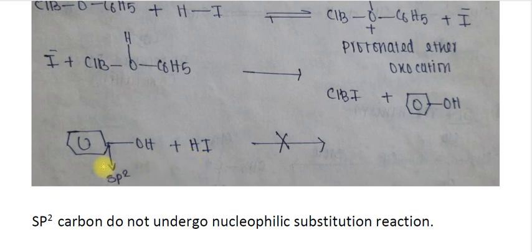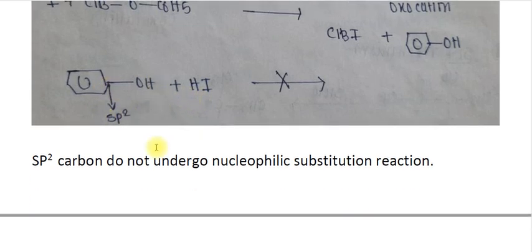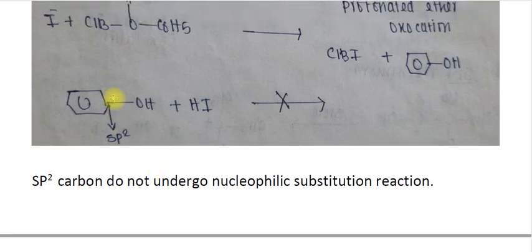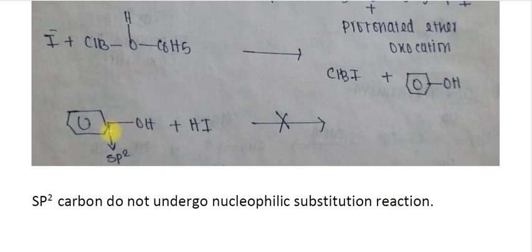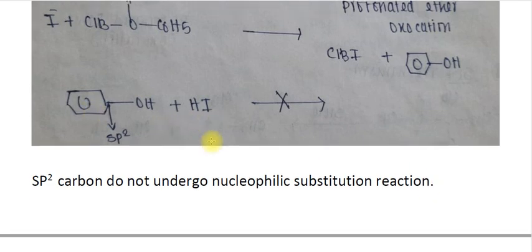Why? It is because the carbon-oxygen bond is sp2. Here the carbon is sp2, and the sp2 carbon does not undergo nucleophilic substitution reaction. That is why phenol is not reacting with HI.